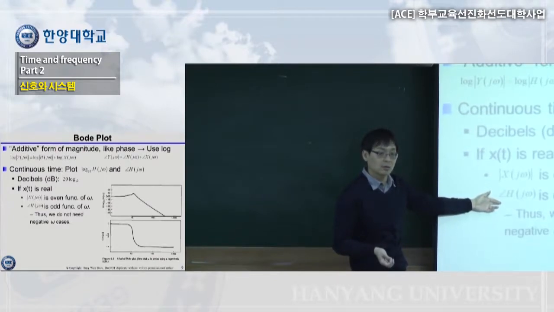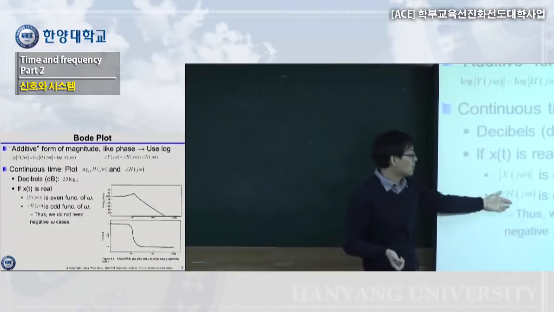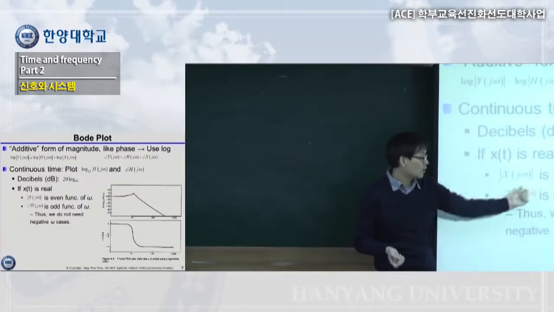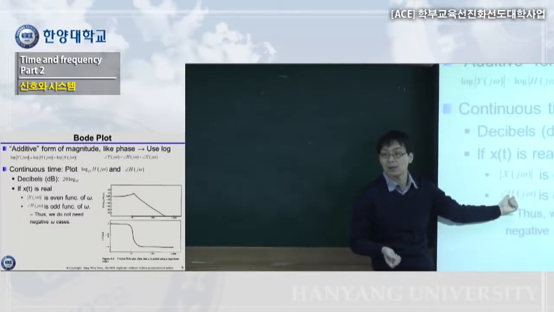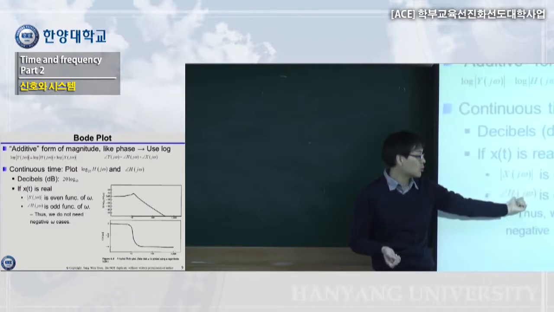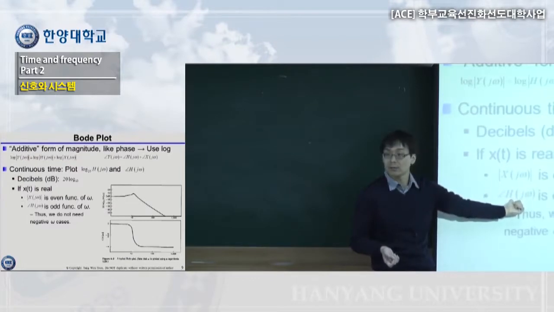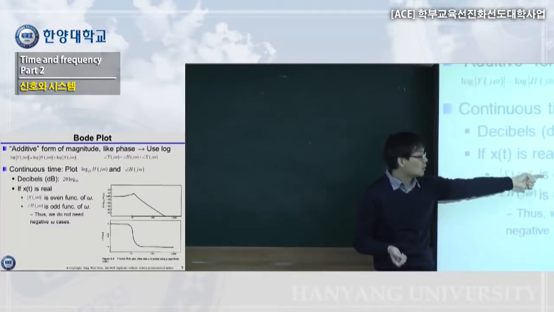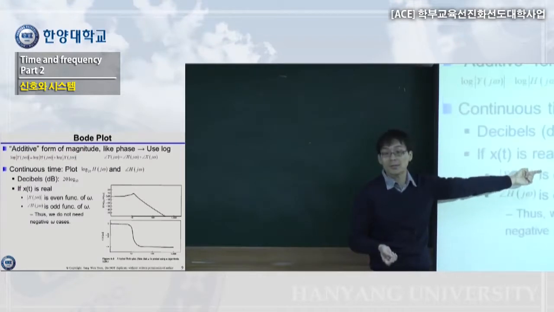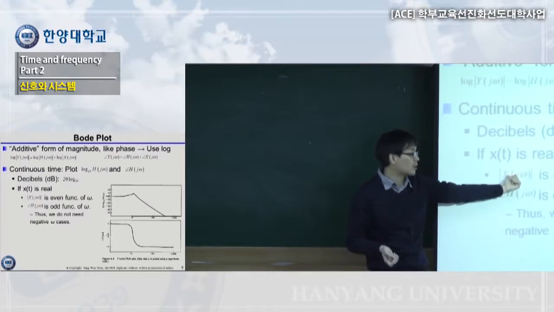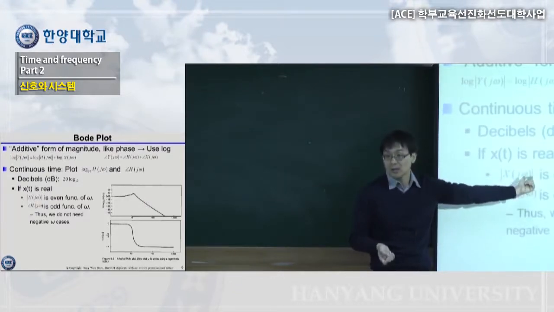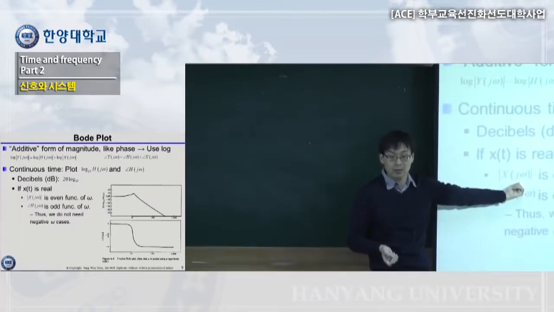What's the meaning of the odd function? Right, reversed. So if omega is positive, for example, in negative omega, this one becomes negative. Even function is what? Assume that this omega is positive, this is positive. If omega is negative, then this one is also positive. That's what we're talking about, even and odd function.